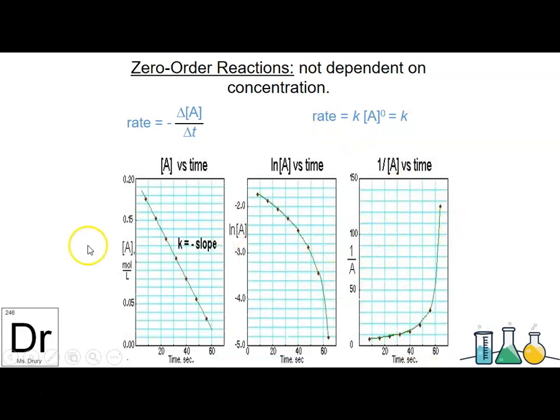So when you graph it all 3 ways, the inverse or second order reaction doesn't work. The natural log or first order reaction doesn't work. It worked when you just graphed [A] versus T. And so the K is the slope, which is constant, right, because it's a straight line. And therefore that is also equal to the rate, [A] over T, right?